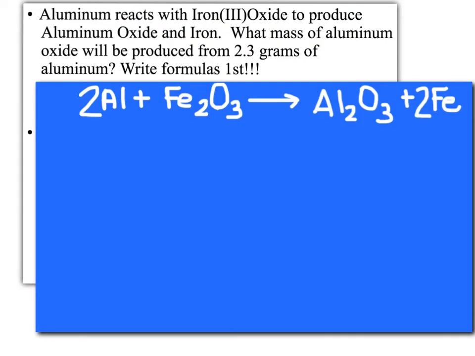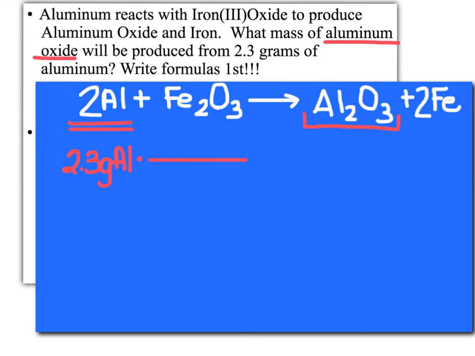So let's look at another problem. And you're going to notice that you follow the same steps every single time. This doesn't change. So we are given, that's our first step, 2.3 grams of aluminum. So we're starting at aluminum. Now we need to see what they're asking for. They want to know what mass of aluminum oxide will be made, which is this one. So we're being given aluminum, we're asked for aluminum oxide.